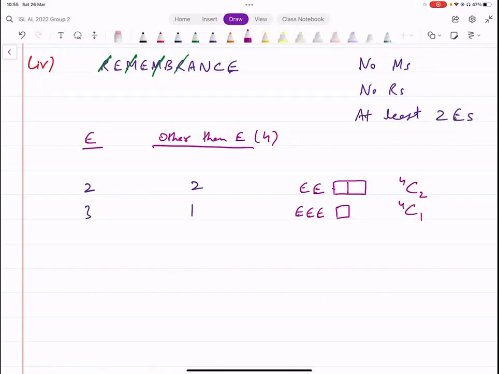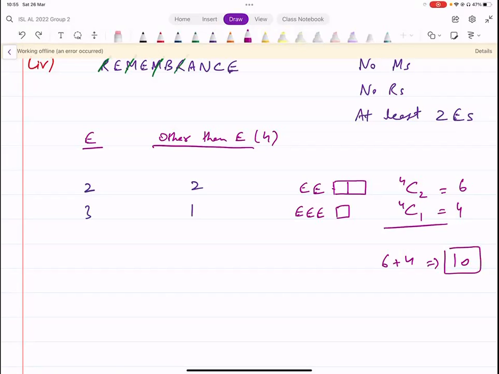4C1, theek hai. In dono ko hum evaluate kar lenge, in dono ko add kar denge, ye 2 possible cases hain aapke paas. 4C2 is 6, 4C1 is 4, just add both of them, 6 plus 4, and that is equal to 10. There are 10 possible cases in which you have at least 2 E's, okay. Is that clear to everyone? Yes, sir.